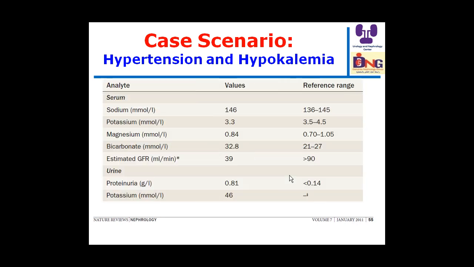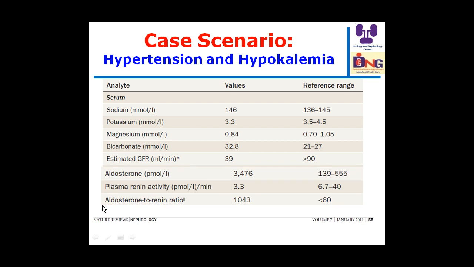Laboratory investigation revealed serum sodium is above normal, 146. Serum potassium is below normal, 3.3. Also here, if you look at the urine, there is potassium wasting. So potassium wasting in the presence of hypokalemia means that the kidney is the cause of hypokalemia.